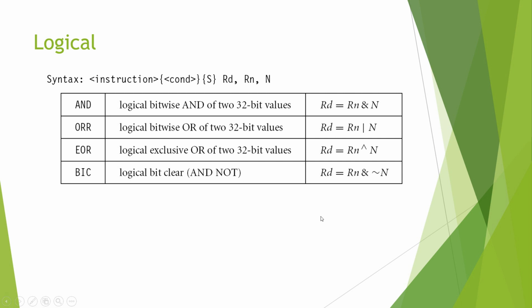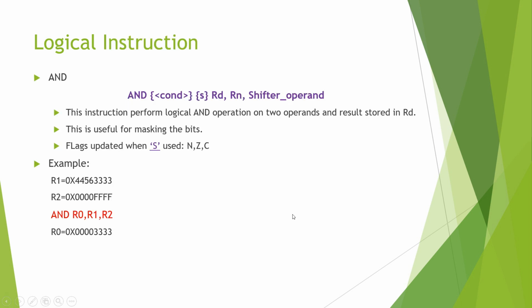Among these instructions, we will understand what the AND instruction means. AND is a logical instruction in which an AND operation is done on two operands and the result gets stored in the Rd register. We use the AND instruction whenever we are interested in masking bits. When the S prefix is used with AND, it affects the N, Z and C flags, that is negative, zero and carry flags.